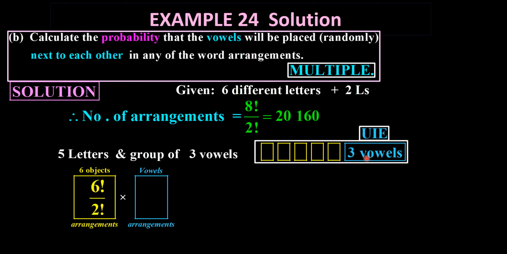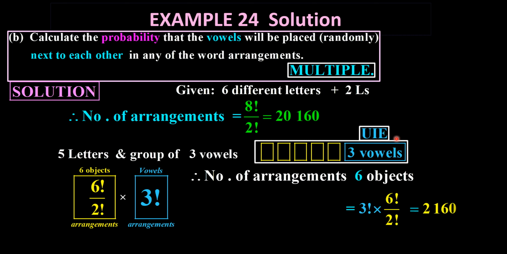6 objects can be arranged as 6 factorial, but because they also contain 2 L's, I divide by 2 factorial. And now the 3 vowels can also be arranged among themselves in 3 factorial ways. So therefore the number of arrangements of the 6 objects with vowels placed next to each other would be 2,160. Now for the probability, it would be 2,160 over the total number of arrangements, and simplifying that gives me 3 over 28.